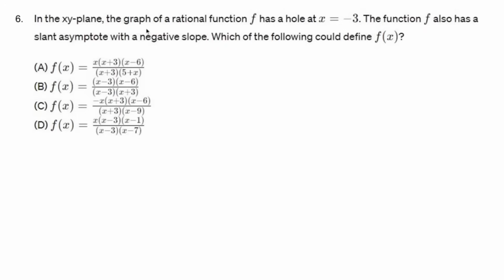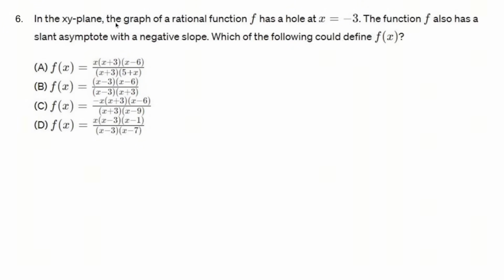Hope this helps. In the xy plane, the graph of a rational function has a hole at x equals -3. The function f also has a slant asymptote with a negative slope. Which of the following could define f of x?